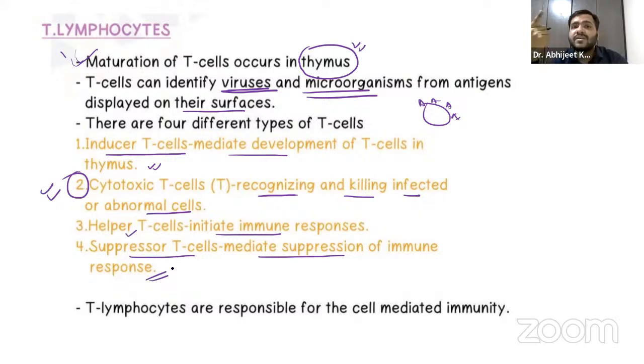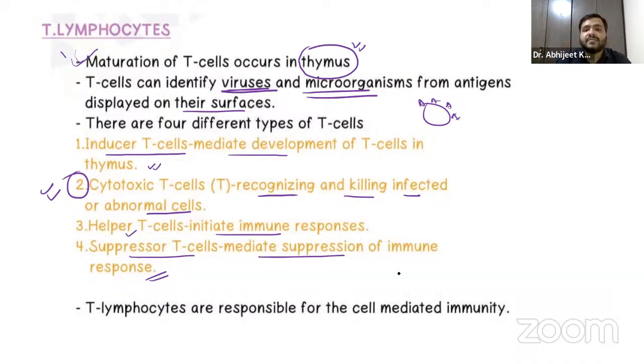So we have inducer, which mediates development of T cells in the thymus. I've already told you the primary lymphoid organs, these are the bone marrow and the thymus. The cytotoxic basically helps in recognizing and killing of the infected cells, right? Helper will try to initiate the immune response, right? And suppressor will try to mediate suppression of the immune response.